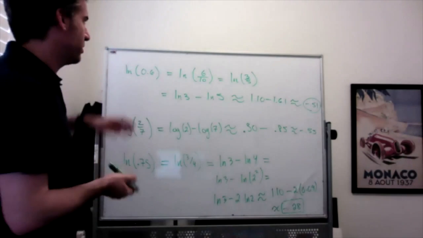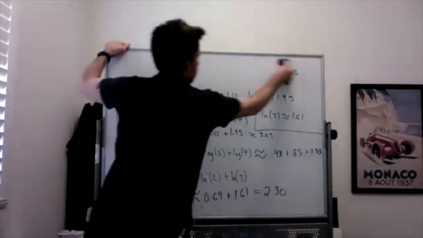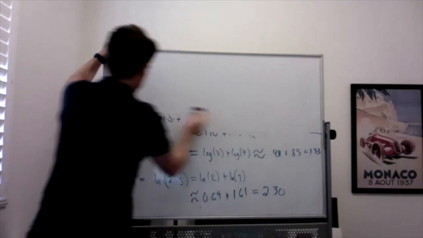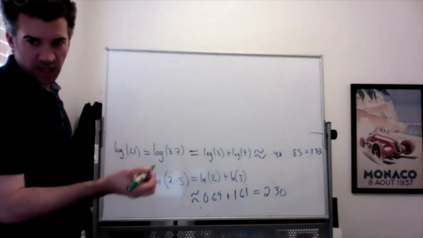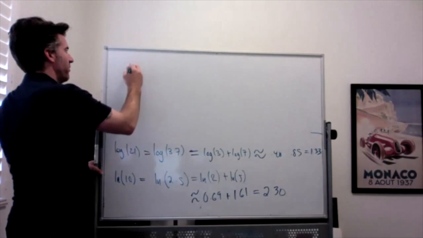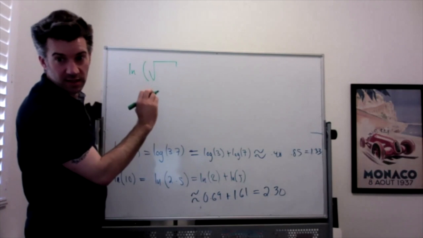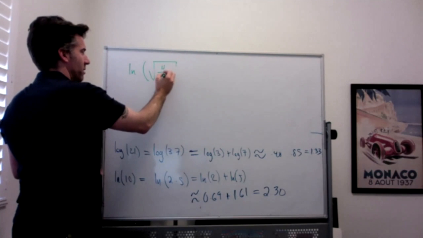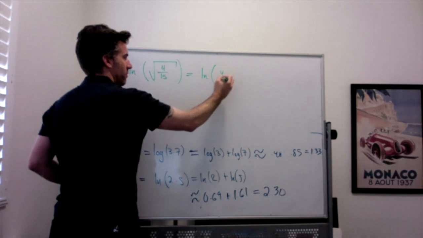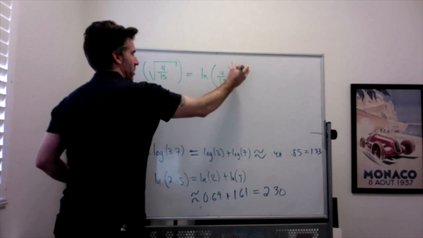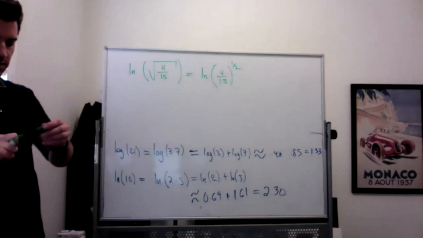All right, I want you guys to try this next one. I'll give you like a minute and a half to try and simplify the natural log of the square root of 4/15, which I would immediately encourage you to rewrite as the natural log of 4/15 to the 1/2. All right, I'll give you 90 seconds to work on that one.